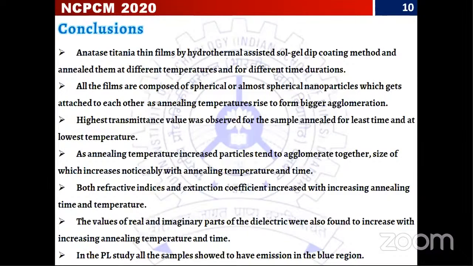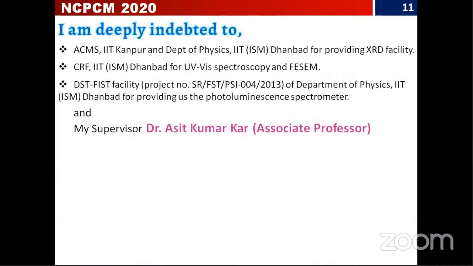As annealing temperature increased, particles tend to agglomerate together, which increased noticeably with annealing time and temperature. Both refractive index and extinction coefficient increased with increasing annealing time and temperature. The values of the real and imaginary parts of the dielectric constant are also found to increase with time and temperature. The PL study showed emission in the blue region.